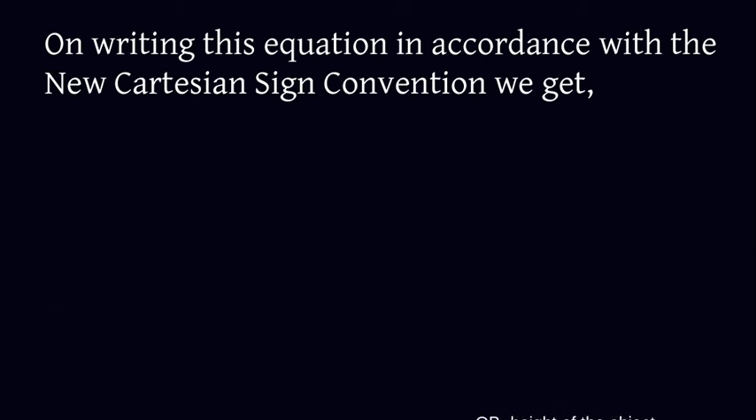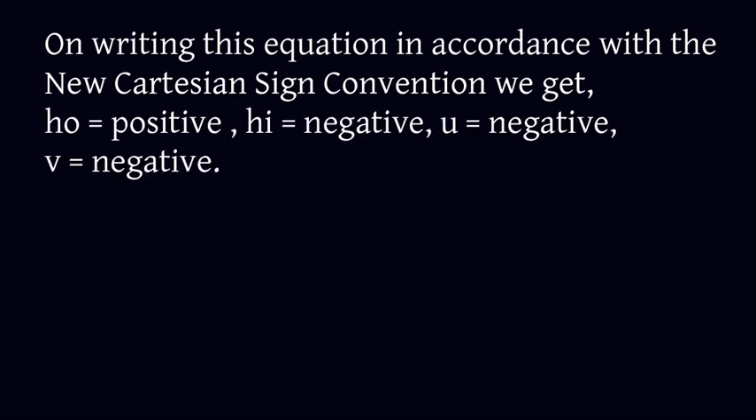Okay. On writing this equation in accordance with the new Cartesian sign convention, we can write HO, that is height of the object, is always positive, and that is upwards, and height of the image is negative because that is downwards, and U, that is the object distance, is towards the left, that is negative, and V, that is also towards the left, negative. Now using these new Cartesian sign convention, we get minus HI by HO is equal to minus V divided by minus U. That is minus and minus, that is plus, so minus HI by HO is equal to V by U.